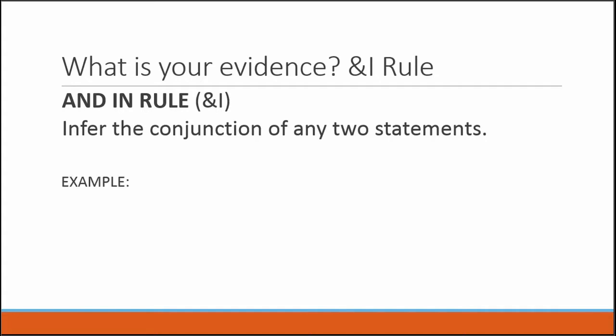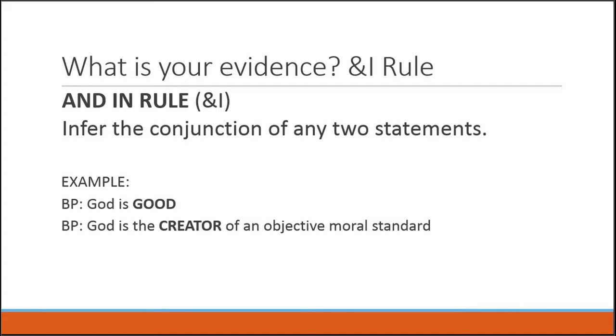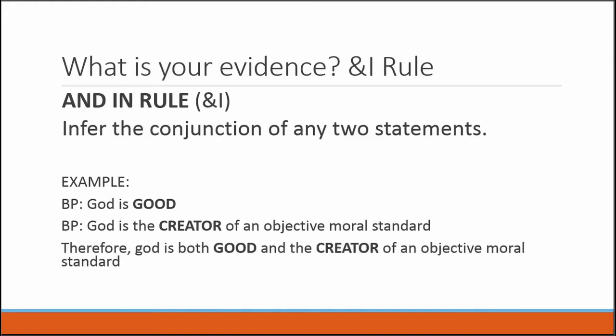Here's an example. God is good. God is the creator of an objective moral standard. Therefore, God is both good and the creator of an objective moral standard. It is that easy. Don't overthink it. It really is that easy. You literally connect 2 statements with an and.